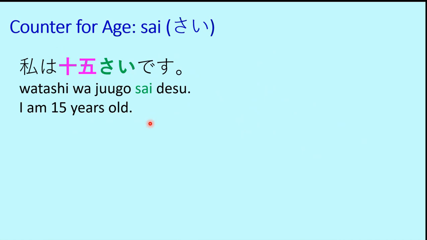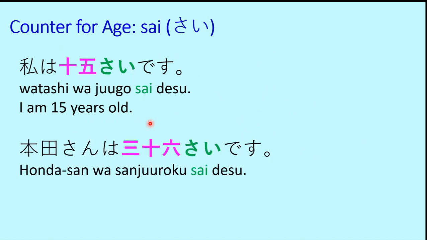Honda-san wa 36 sai desu. What's that? San means 3, ju means 10, roku means 6. So this is 36. Mr. Honda is 36 years old. Honda-san wa 36 sai desu.